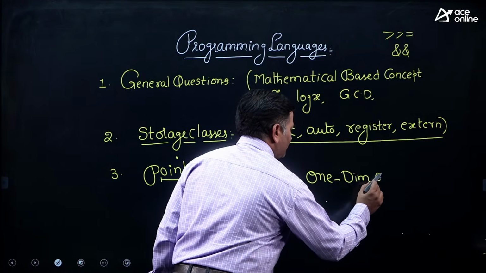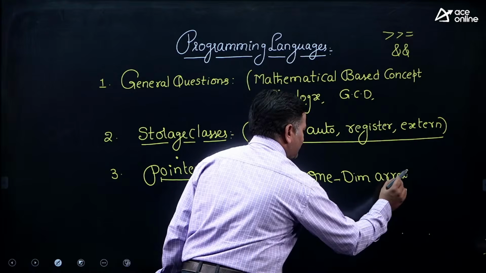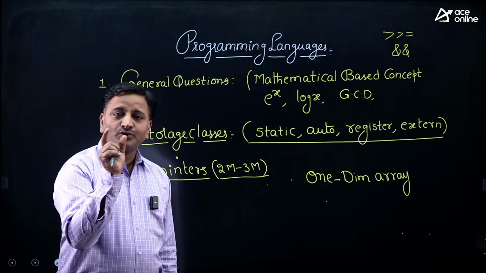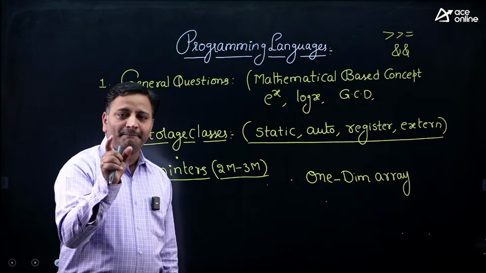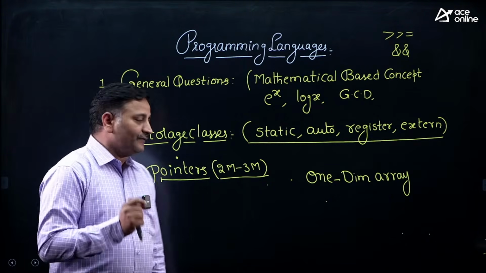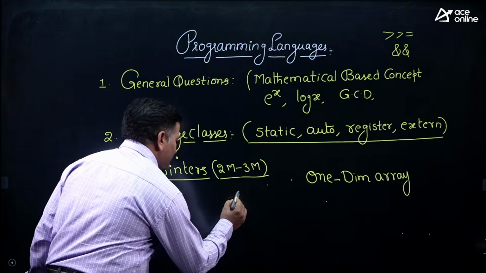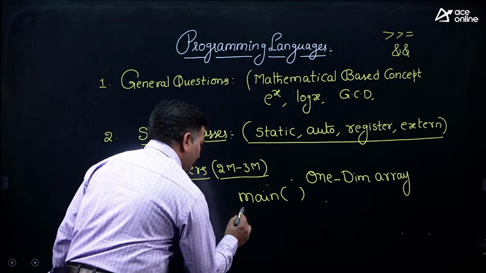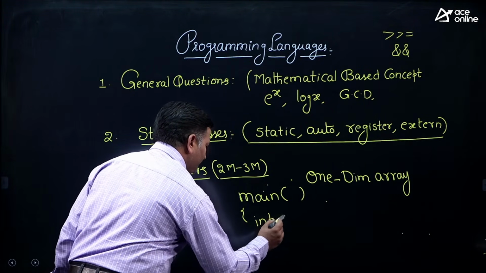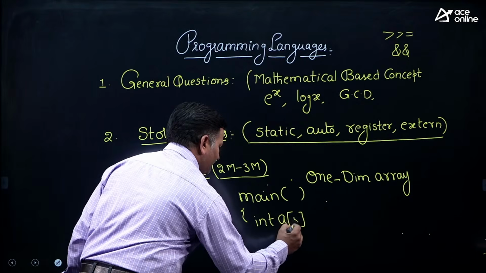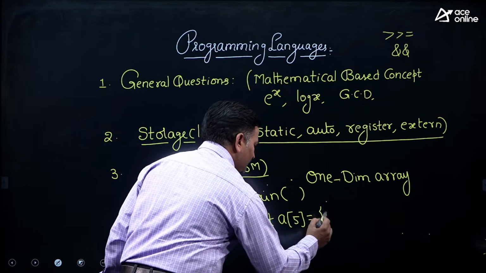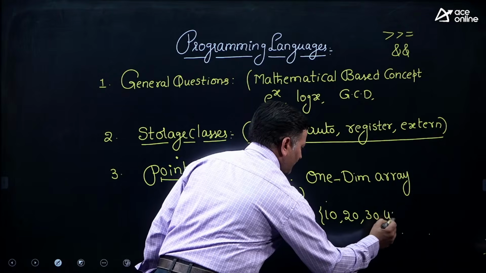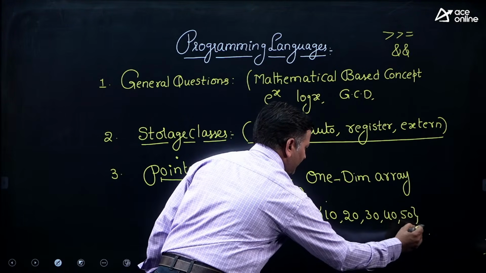One-dimensional array. In today's class, I am taking this type of problems only. One-dimensional array means the student must understand how to pass the one-dimensional array base address to the calling function. For example, if you consider there is a main function, inside the main function you declared an array something like int a[5] = {10, 20, 30, 40, 50}. You declared an array like this.